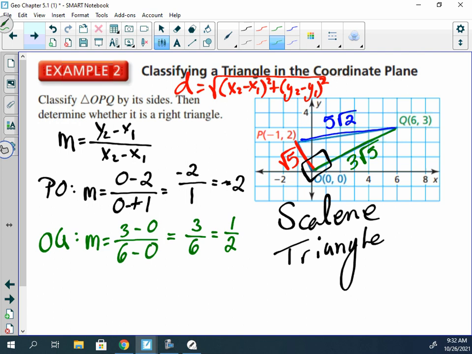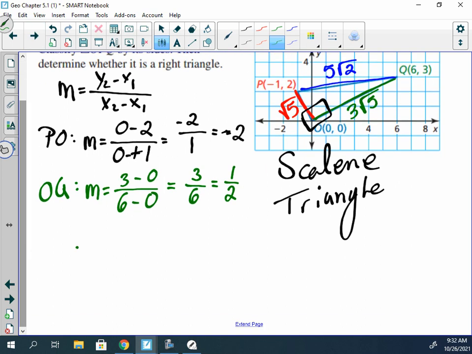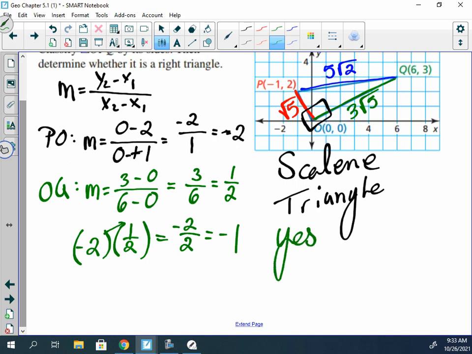Yes. Again, another way we can check it is if I do take negative 2 and multiply it by 1/2. If I multiply the two slopes and get a product of negative 1, it would be the same thing. And if we multiply them, well, the negative 2 will multiply by the numerator, which would be negative 2 over 2, which is negative 1. So yes, it's right. So this one here would be a right triangle.